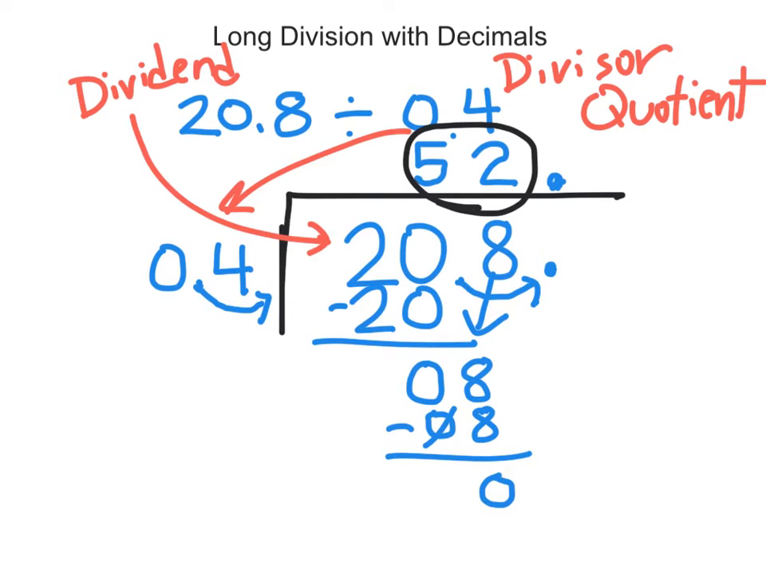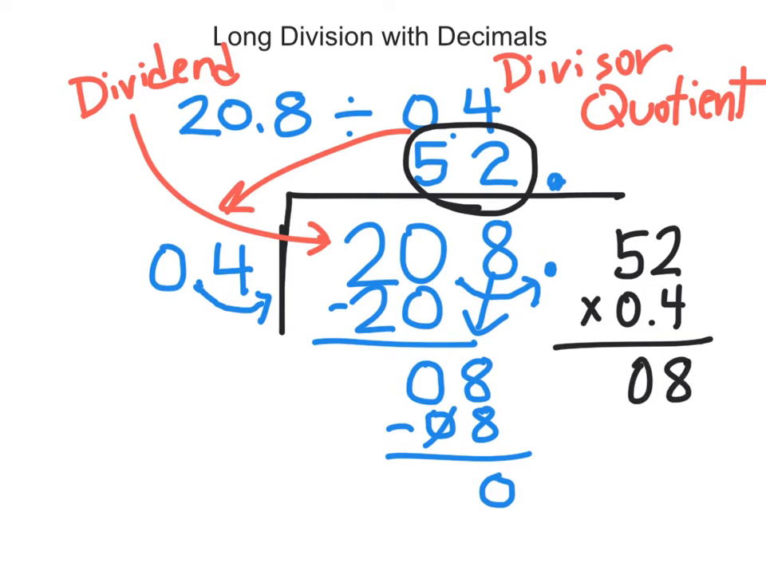Alright, so if I had 20 and 8/10, I can divide 4/10 into it 52 times. And to verify that that would be true, I could multiply 52 times 4/10. Okay, and if I do that multiplication correctly and place my decimal point, I should get the number we started with, 20 and 8/10.